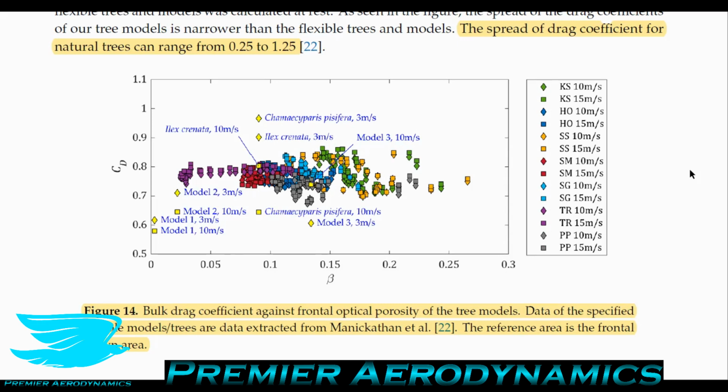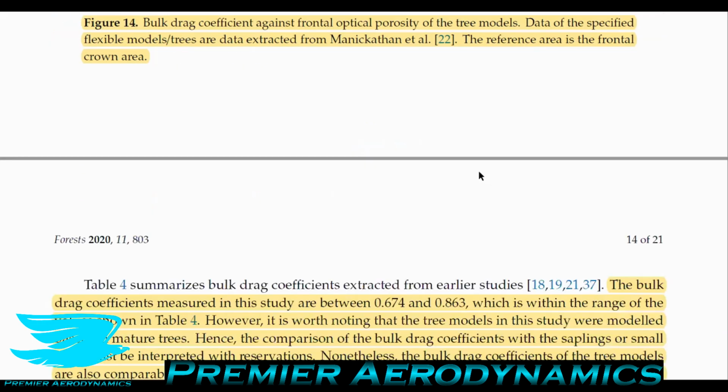So to get a tree with a drag coefficient of 0.25 is remarkable, especially considering that a tree is designed to get as much energy as possible from the sun. So take up as much volume and as much surface area as possible, so it can get as much light onto its leaves, and yet it's still getting such a low drag coefficient in some cases. But generally speaking, for most of the trees that they've tested in this paper, they range between about 0.7 and 0.8 for a drag coefficient. Some of them a little bit lower, some a bit higher. And this drag coefficient is fairly independent of velocity. And it's also fairly independent of optical porosity as well, it seems, for these particular cases.